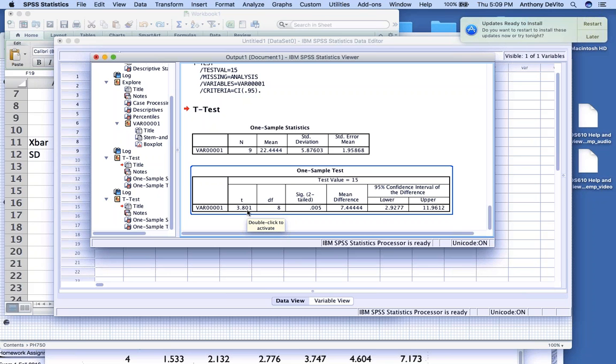I don't remember what I just calculated, but it was somewhere in that vicinity. My degrees of freedom is 8, we know that, and our significance is 0.005. Is it less than 0.05 now? Yeah, it is. So now I can say with less than a 5% chance of being wrong that the mean for sugary drink consumption in Utah is different from the sugary drink consumption in New York.